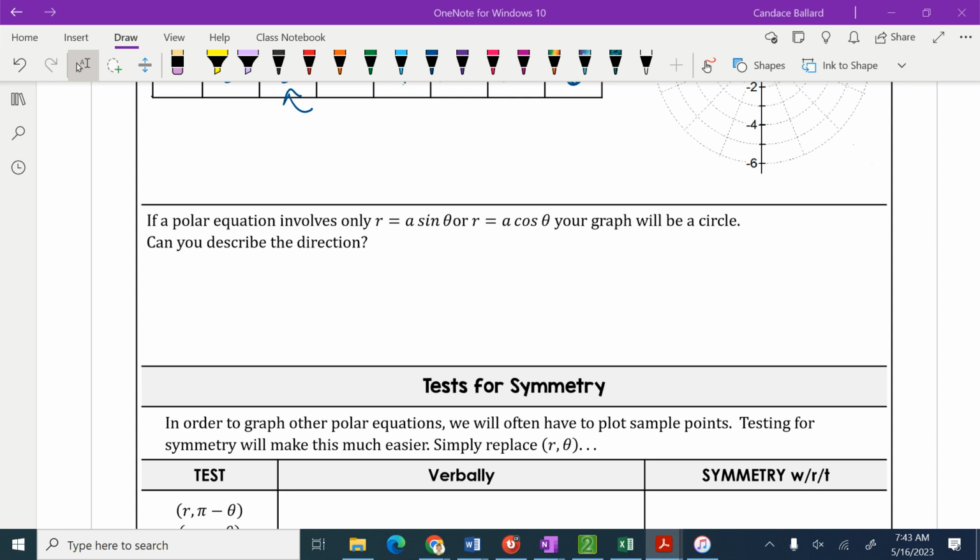Okay, so let's experiment with this a little bit. I want to know what happens when I have r equals plus or minus a cosine theta. I'm going to use a different color for minus. And I want to know what happens when I have r equals plus or minus a sine theta. I want to know if there's some symmetry. I want to know if it's going to be on the left or on the right or up or down. So that's going to hopefully become obvious here in just a second.